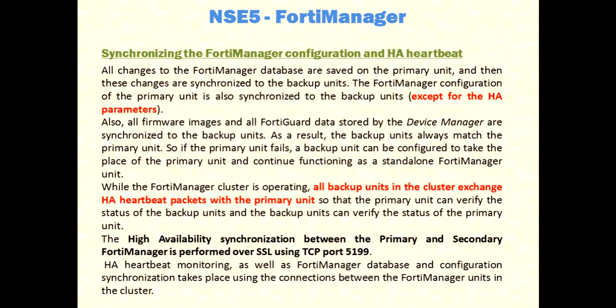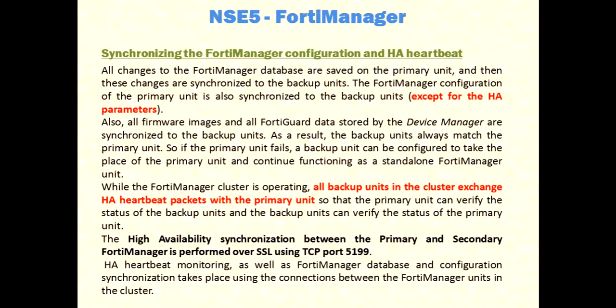While the FortiManager cluster is operating, all backup units in the cluster exchange high availability heartbeat packets with the primary unit, so that the primary unit can verify the status of the backup units, and the backup units can verify the status of the primary unit. The high availability synchronization between the primary and the secondary FortiManager is performed over SSL using TCP port 5199. Please note that the high availability synchronization is also known as the high availability heartbeat.